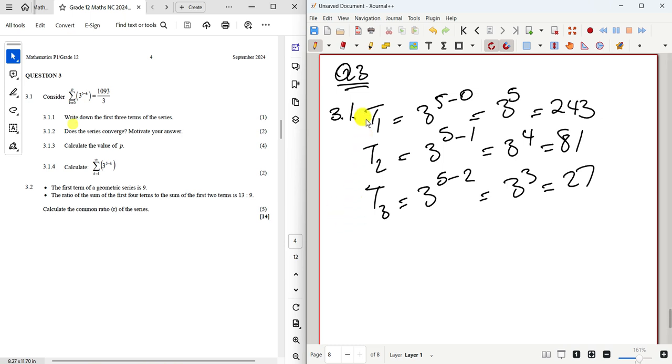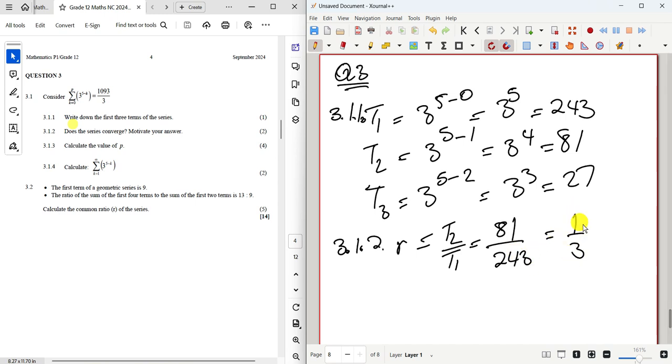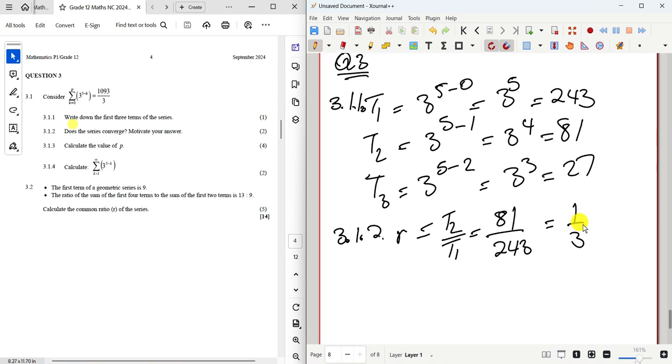Okay, this is 3.1.1. So 3.1.2, does the series converge? Motivate your answer. To motivate your answer, you need to say R equals T2 over T1 or T3 over T2. So I will say this is 81 over 243. This tells me that we have 1 over 3. So 81 over 243 is 1 over 3.